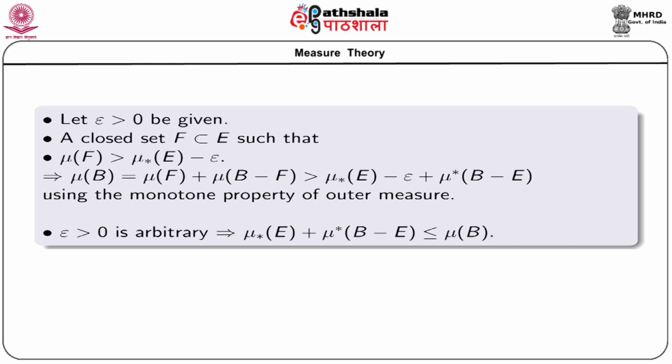Thus, we have proved one part of the equality by showing that μ lower star E plus μ upper star (B minus E) is less or equal to μ B. Now, we will have to show the converse part, that is, we will have to show that μ B is less or equal to μ lower star E plus μ upper star (B minus E).